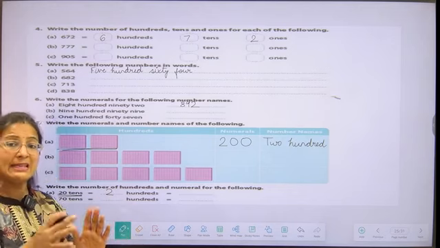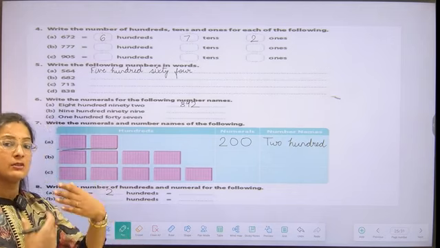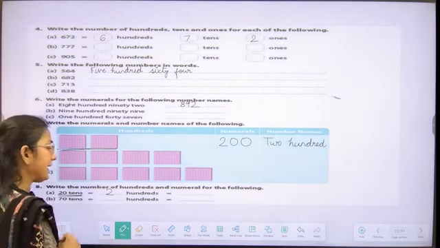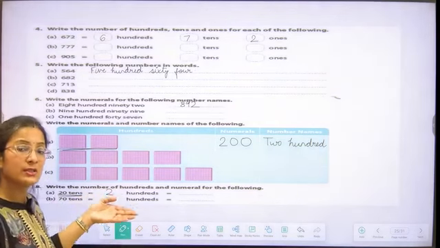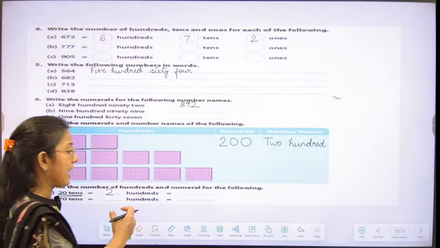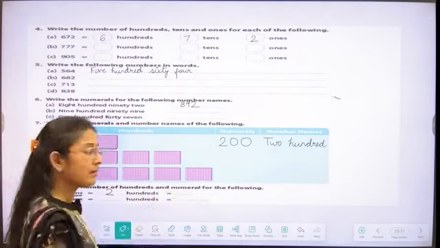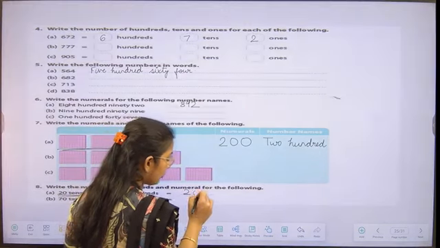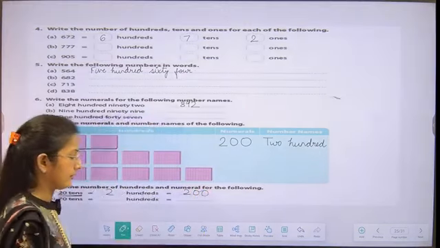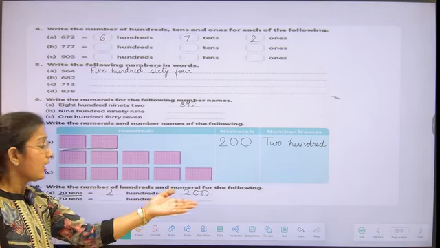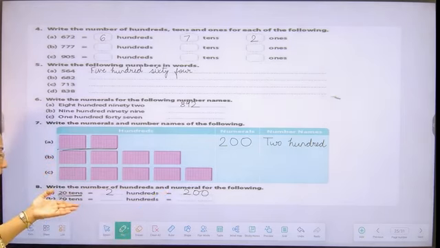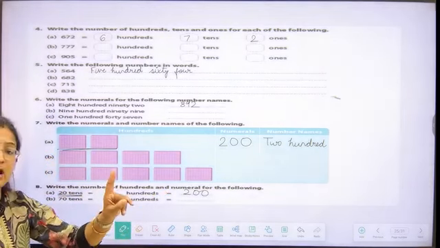For every 10 tens, we are getting 100. So for every 20 tens, we are getting how many hundred, students? 200s. And we can write the number, what number does it become? It becomes 200. Everyone is understanding that every 10 tens is becoming a 100.